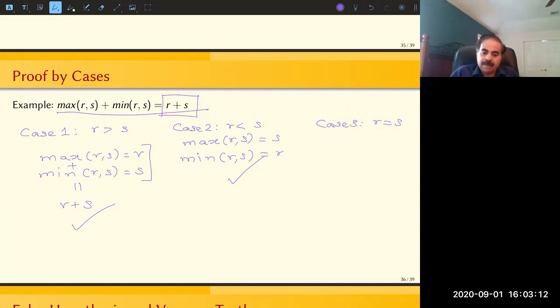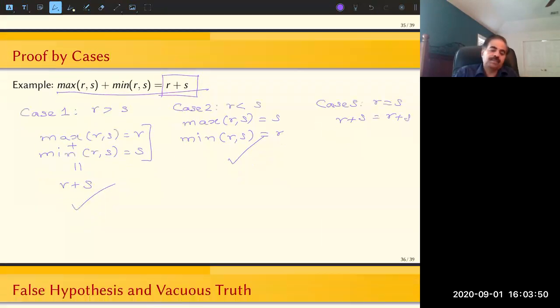Okay, so R equal to S is of course very similar. Once again, you'll be able to show that max equals min equals R, and so you'll end up proving that R plus S equals R plus S in this case too. So you can work out that case. Many times proof by cases is actually very, very easy to do. If only you know how to break down the cases, then the proof becomes quite easy after that.